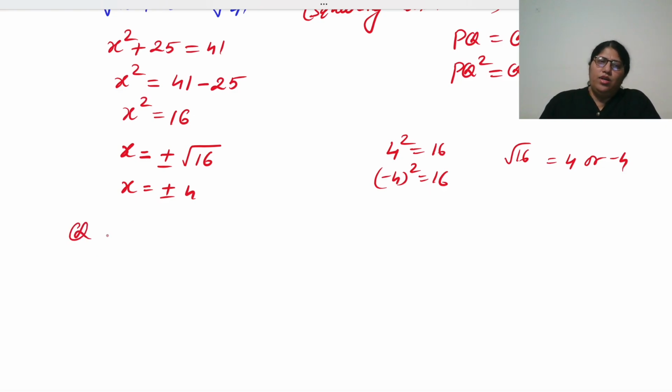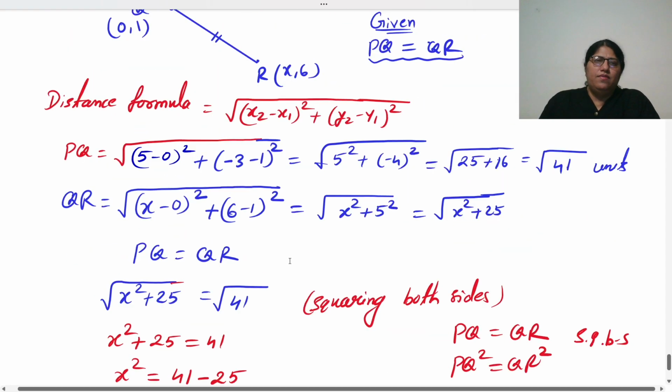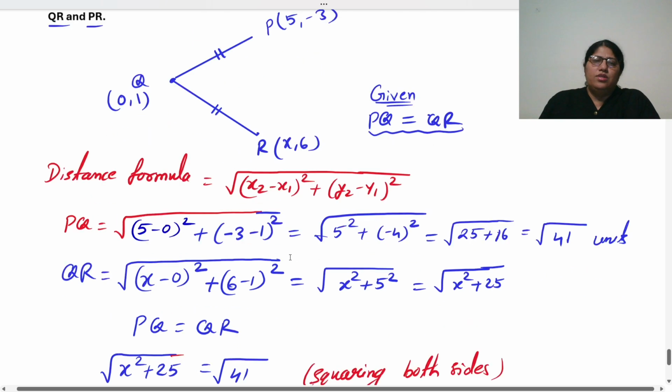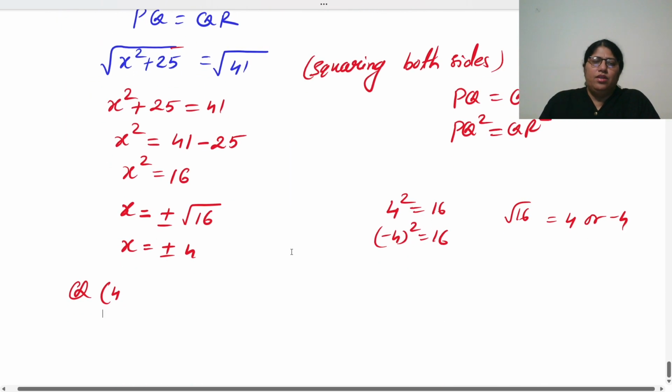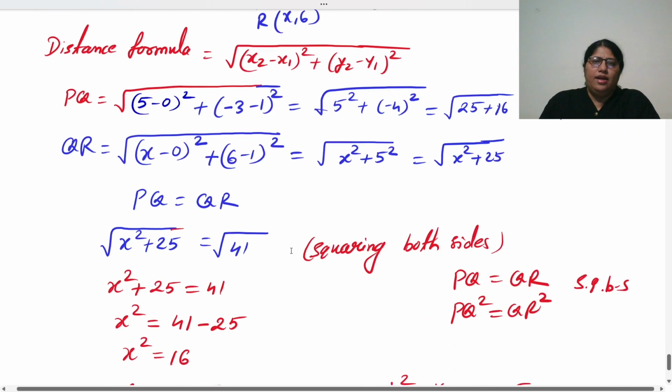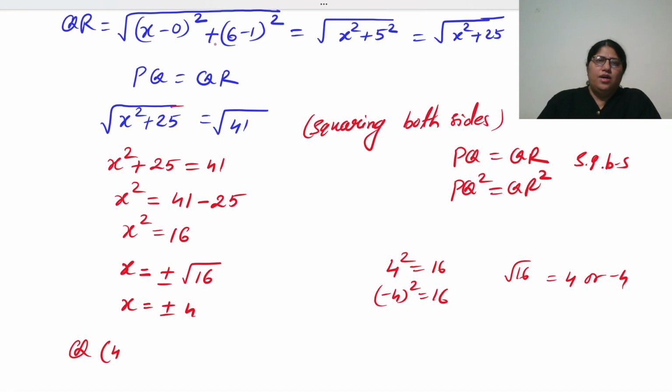So what can be the coordinates of R? Because we got the value of x, the coordinates of R can be (4, 6). So these are the coordinates of R, not Q, right? So the coordinates of R can be (4, 6), right?